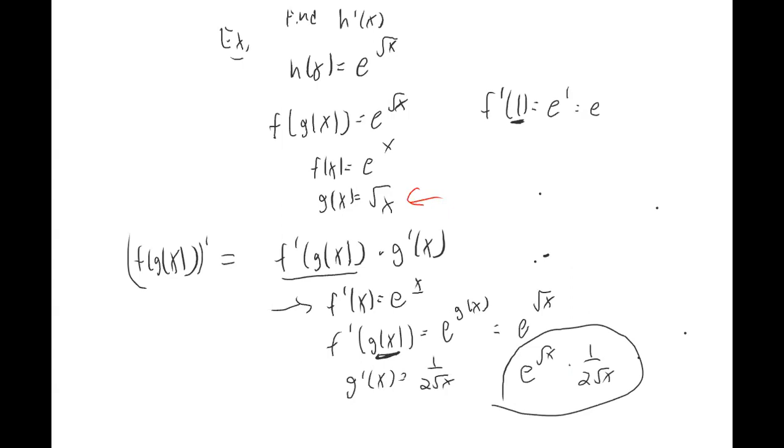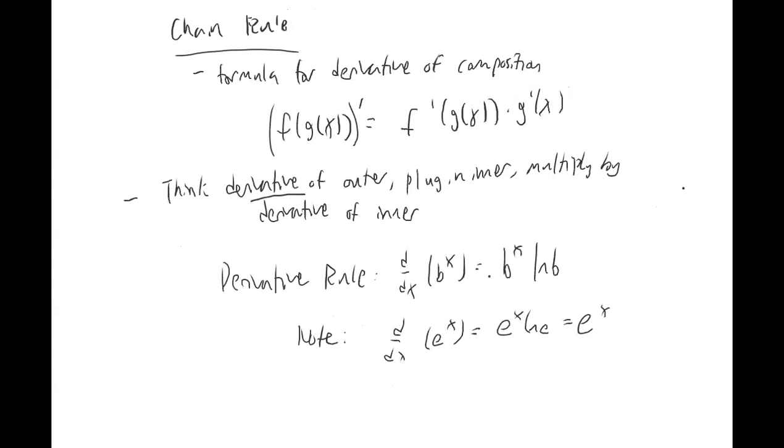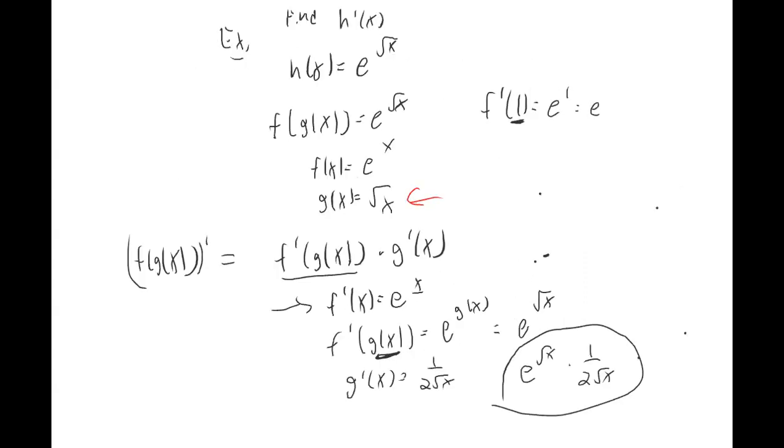So if you read this part, right? Derivative of outer, plug in inner, multiply by derivative of inner. Yeah. So really quickly, what's the outer function? It's exponential. What's the derivative of outer? The derivative of e to the x is e to the x, and then plug in the inner function. So that's e to the root x. And then the derivative of the inner function is 1 over 2 root x.